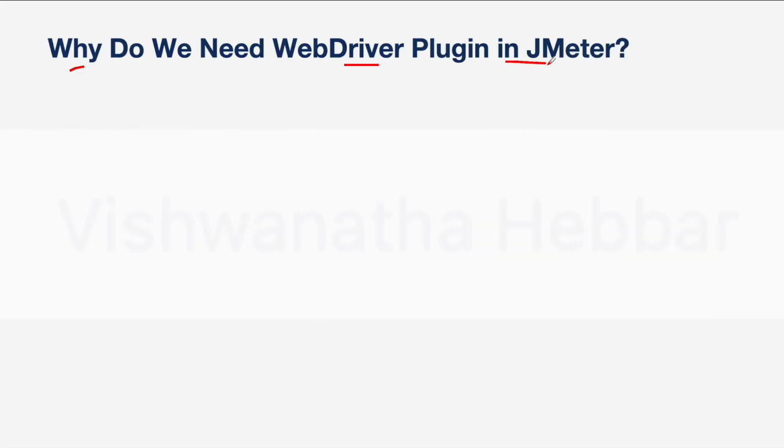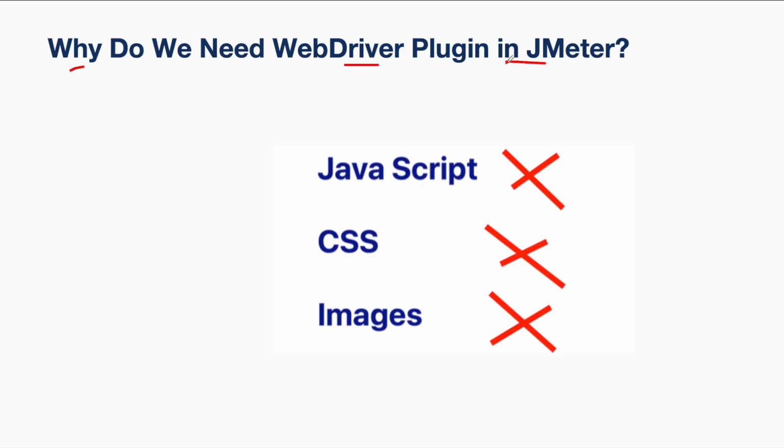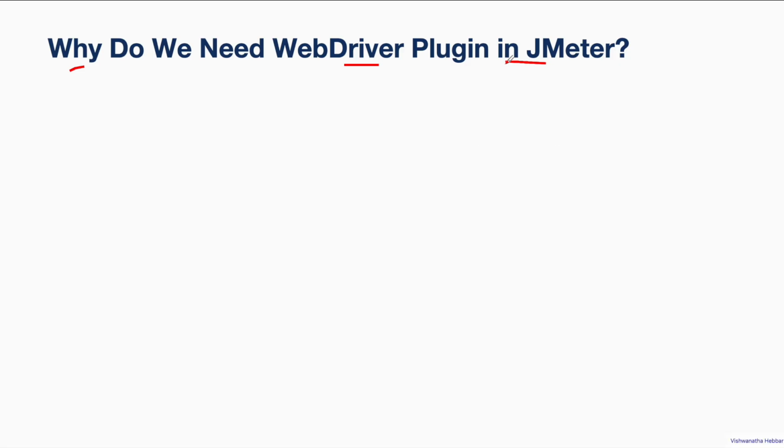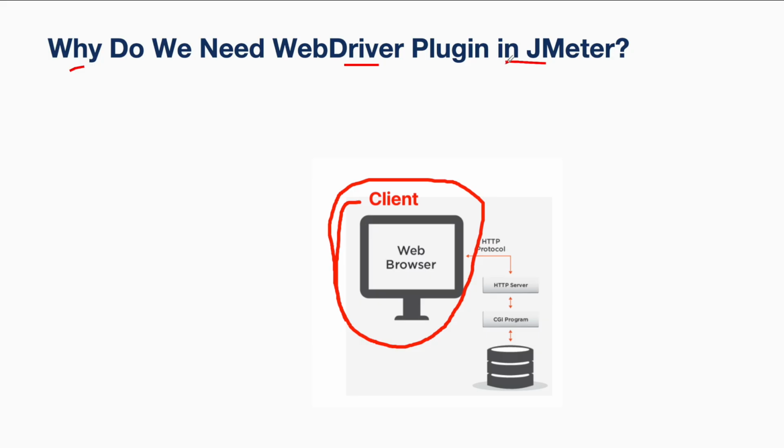Let us understand why we need to use a WebDriver plugin in JMeter. What exactly is the problem it is solving? JMeter by default is a protocol-based tool. It means it sends the HTTP request and it does not execute the JavaScript, CSS or images. But modern web applications are heavily dependent on JavaScript. The problem here is traditional JMeter samplers, that is the HTTP request sampler, do not measure the client-side performance.